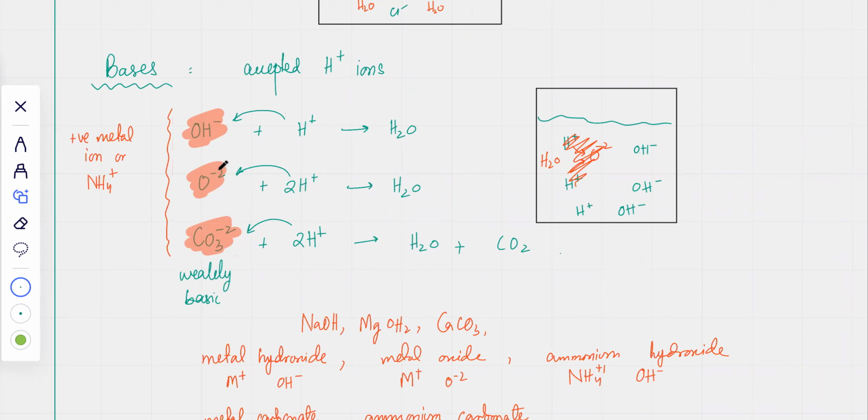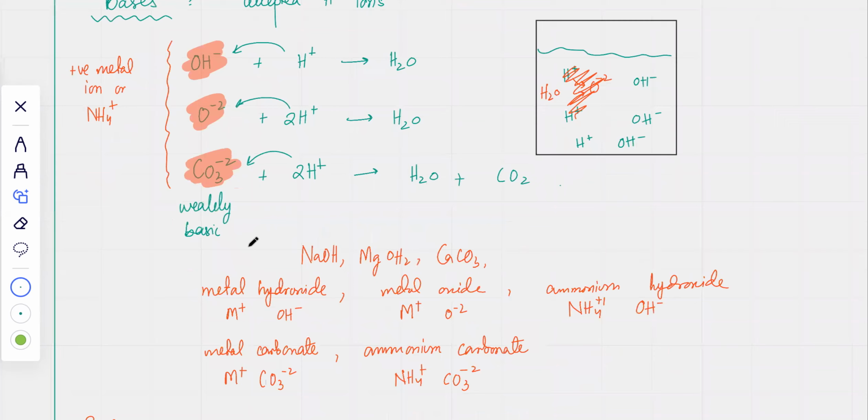These were bases. But there's another base which is a carbonate. A CO3 minus 2 ion is also capable of accepting or gaining an H plus 1 ion, or reacting with an H plus 1 ion. So that's also a base. Anything that's capable of gaining an H plus 1, that's a base.